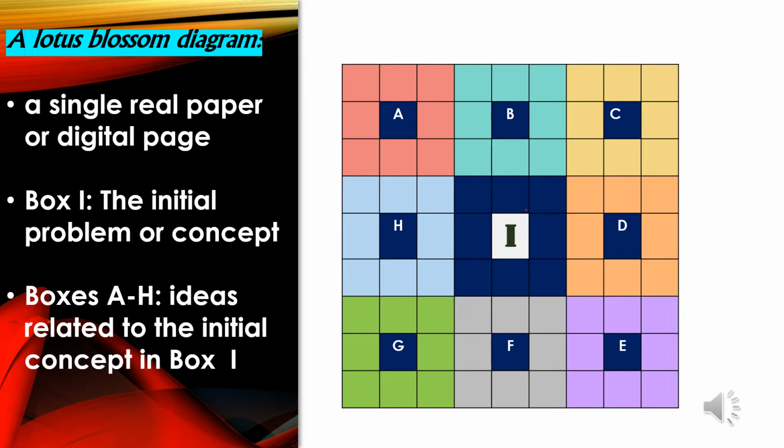To draw a lotus blossom diagram, we can use a single real paper or a digital page. The central box is called box I. I stands for idea. It carries the initial problem or a concept. Meanwhile, the boxes A, B, C, D, E, F, G and H are the ideas related to the initial concept in box I.